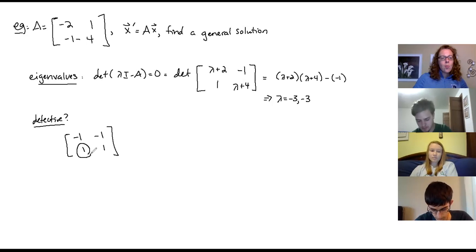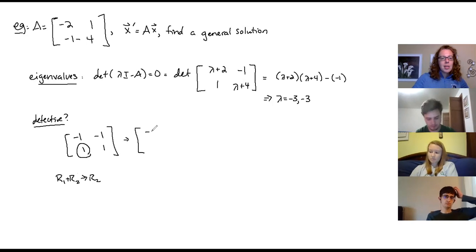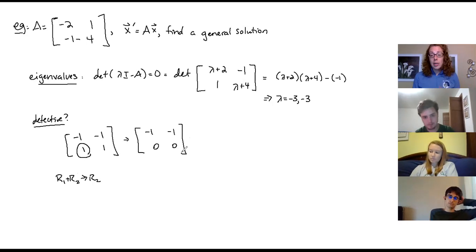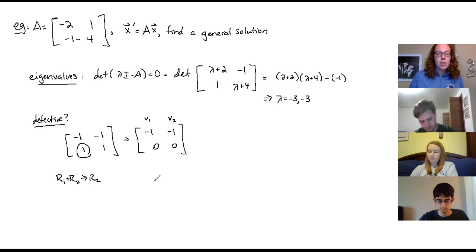I need to zero out the 1 in the bottom left. So we can do row 1 plus row 2, get sent to row 2, and that gives me -1, -1, 0, 0. All good? This is a review. I haven't done anything new yet. Okay, let's do leading variables and free variables. We'll call these V1 and V2. The -1 is a leading non-zero coefficient and goes with V1. There are no leading coefficients in the second row, everything's 0. Therefore, my free variable is going to be V2.